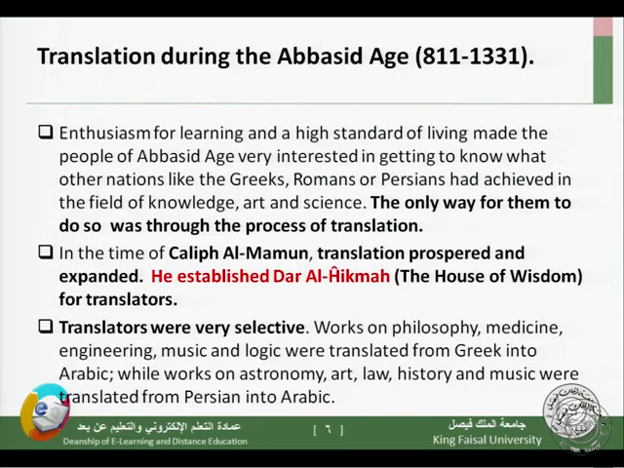So all these types of knowledge were translated from Greek into Arabic, while other works such as astronomy, art, law, history, and music as well were translated from Persian into Arabic. So you can see that during al-Ma'mun there was a big movement of translation, and they started to translate really well and heavily.